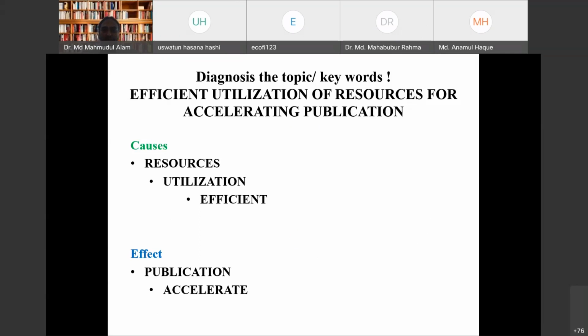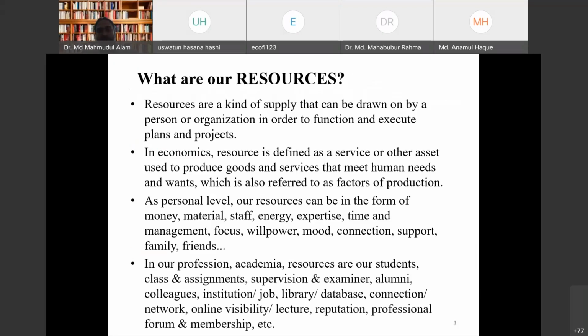So just for today's context, in this lecture, we just think of resource utilization effectively for the purpose of publication. And it's not just publication, it's to accelerate our publication. So I try to focus the overall discussion along this line. Okay, so first, what is a resource, what is actually the meaning of resources?